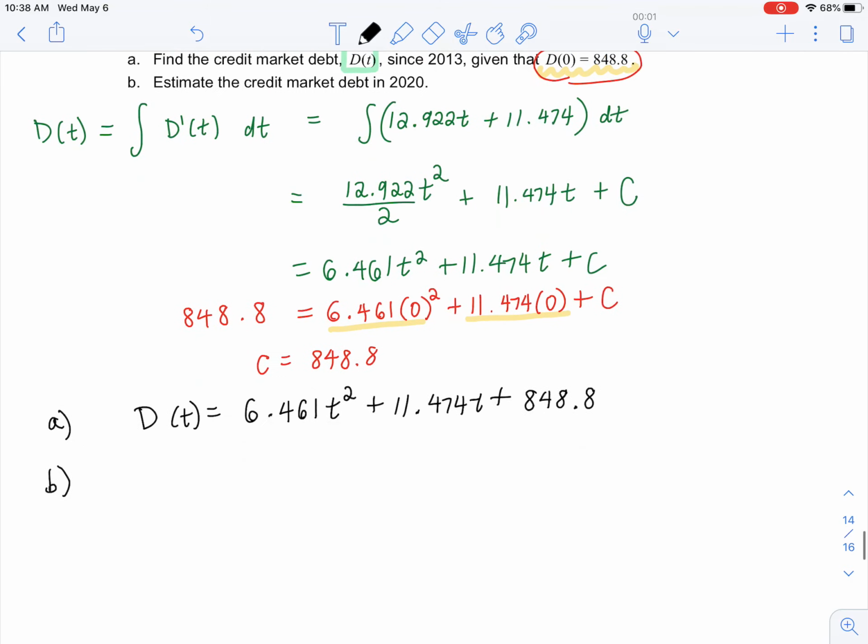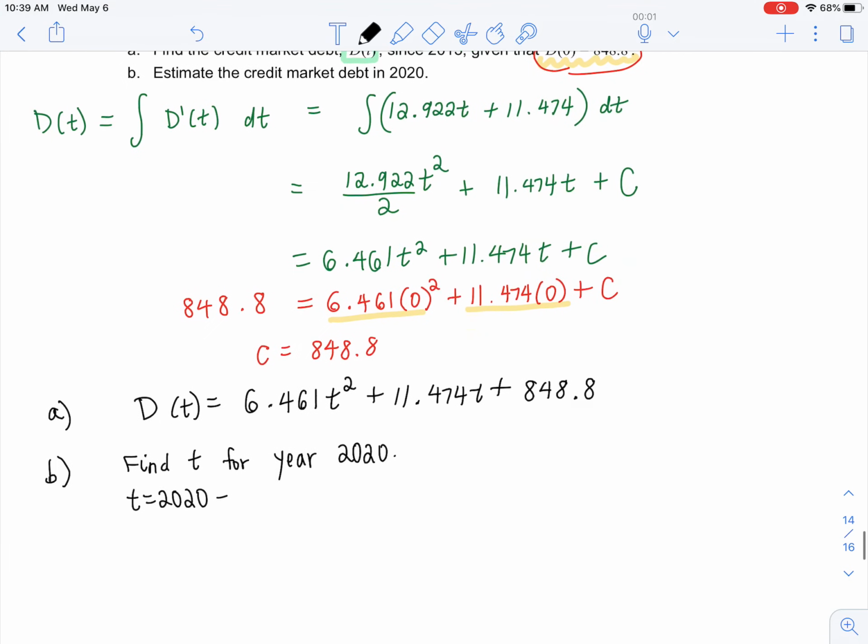Now, part B, they want you to estimate the credit card market debt in 2020. Find t for year 2020. T equals 2020 minus, what was our base year? I forgot. Since 2013, right? 2013. So that's what? 7 years. So you're going to plug in 7 into your d of t.